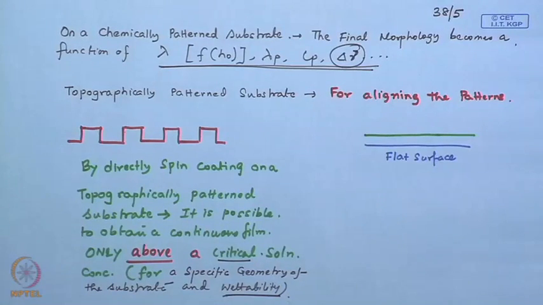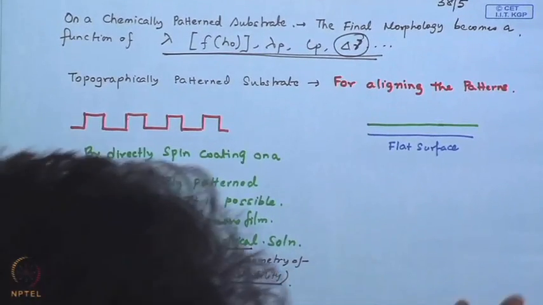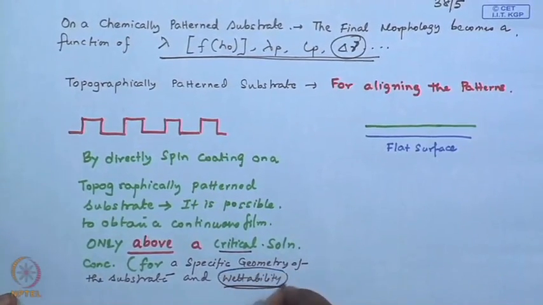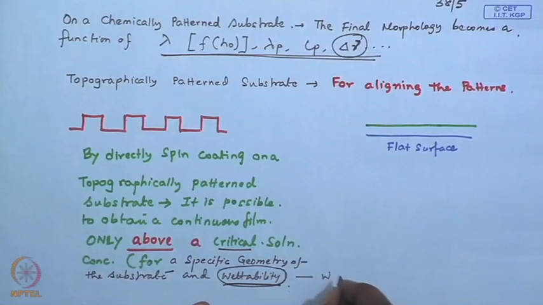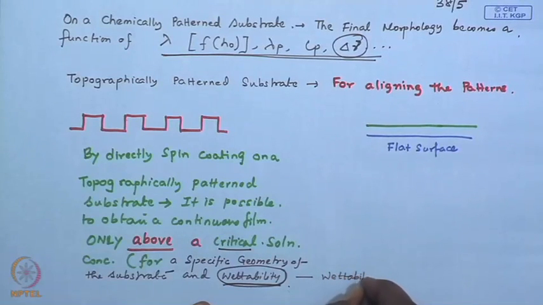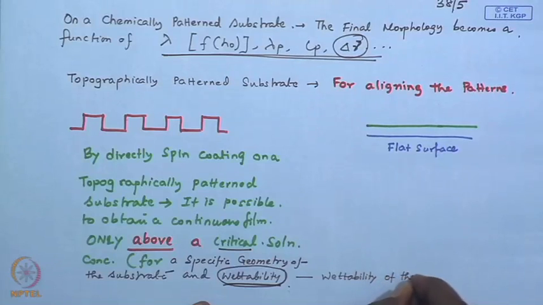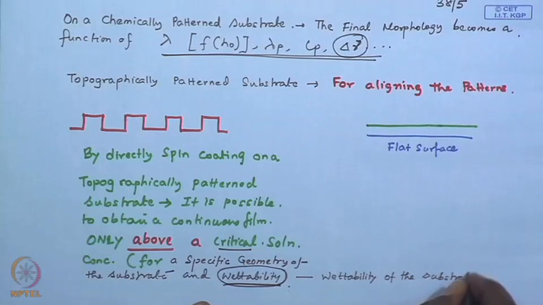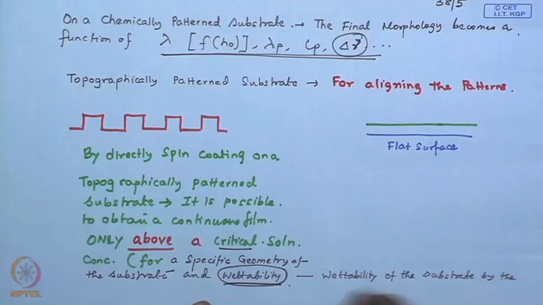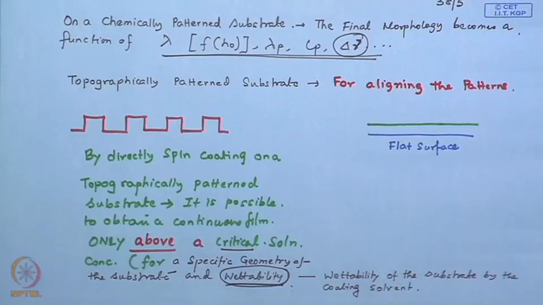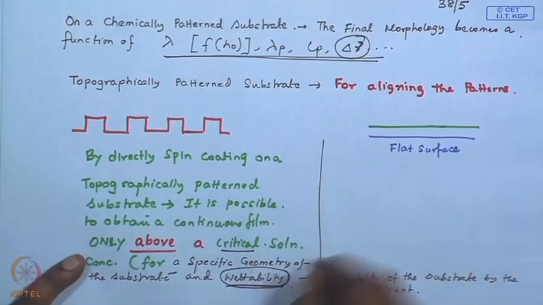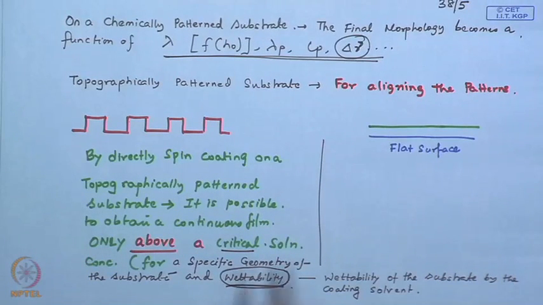So, how wettable your substrate is, and this wettability is not the water contact angle or whatever, this wettability is governed by the wettability of the substrate by the coating solvent. Okay. So, this is very, very important. Immediately you can understand, if you have a more wettable surface, the critical solution concentration will be low. If the surface is non wettable, it will be high. So, here you can see a whole lot of things.